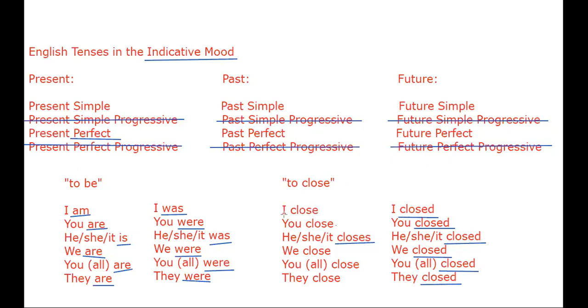For the present simple, you just stick to the same form as the infinitive, which is the to close. That's an infinitive. So you just match the verb to the verb after the word to. Since it's to close, the form you use for I is close. So I close, you close, and you keep going. But for the he, she, it form, it's closes.